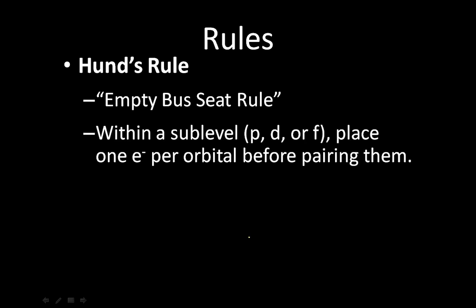Rule number 3 is Hund's rule. This could be informally called the empty bus seat rule, because if you get on a bus and you have 2 options of places to sit, you could either sit by the big smelly guy or you could sit by yourself. What are you going to pick? Obviously, you'll pick to sit by yourself. Electrons do the same. So if there's multiple options of orbitals at the same energy level, at the same sublevel, so like if you have a set of 3p's or 5d's or 7f's, you're going to put 1 electron in each orbital before they start pairing up and spinning in opposite directions.